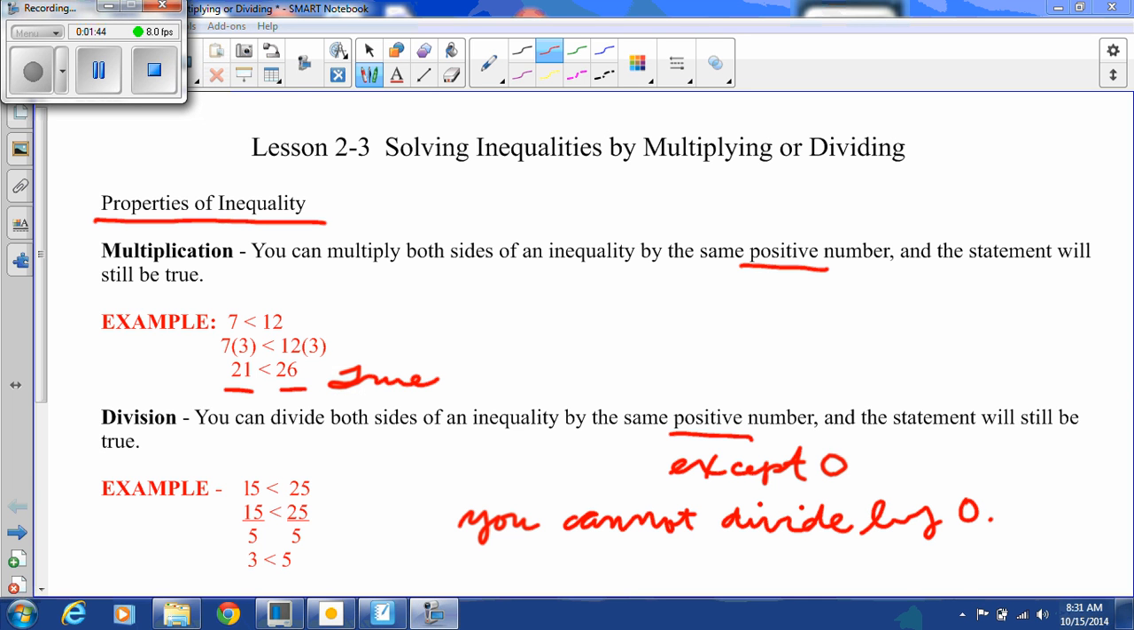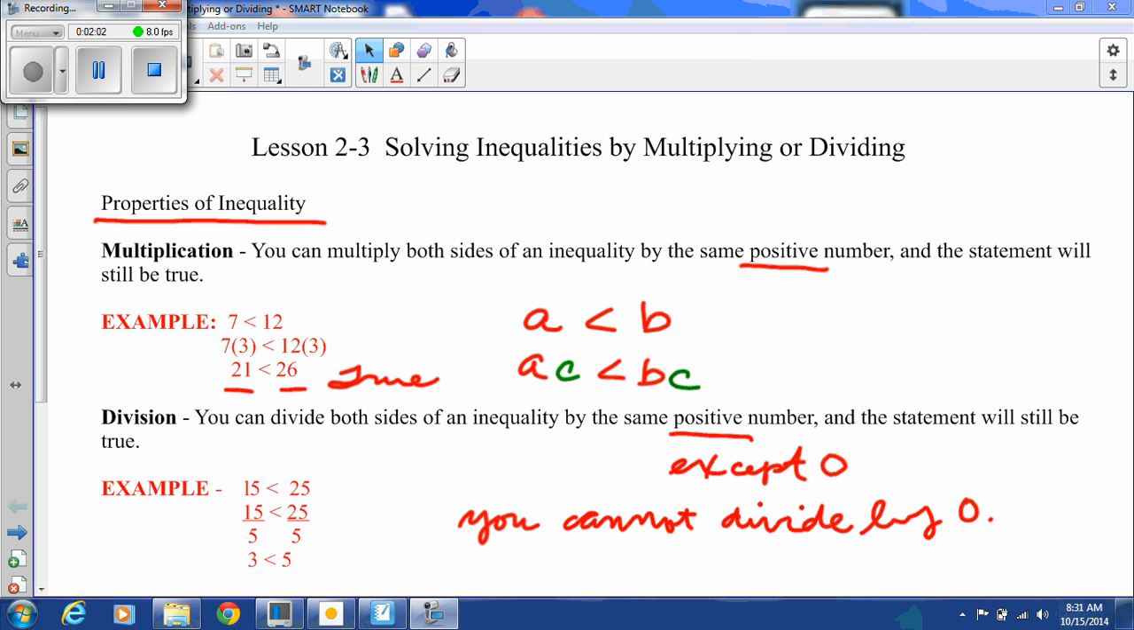We can state both of these things algebraically. For multiplication, we know A is less than B, therefore A times C is still less than B times C, where C represents any real number. And for division, A is less than B, so A divided by C is still less than B divided by C.